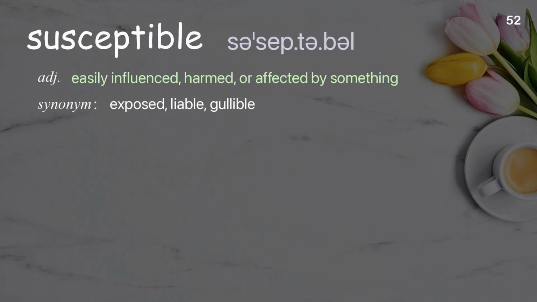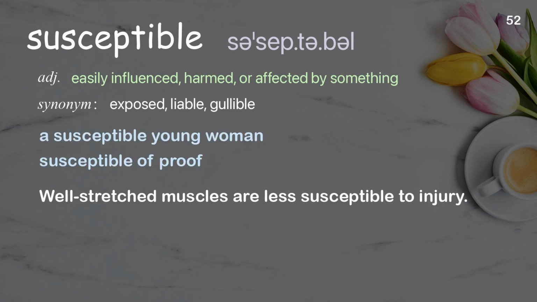Susceptible. Easily influenced, harmed, or affected by something. Examples. A susceptible young woman. Susceptible of proof. Well-stretched muscles are less susceptible to injury.